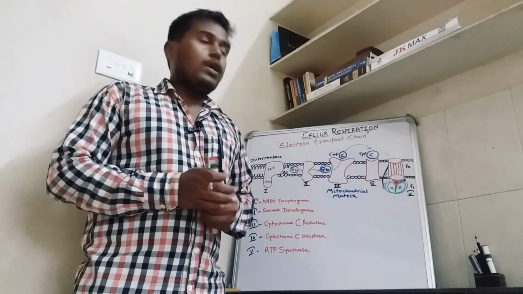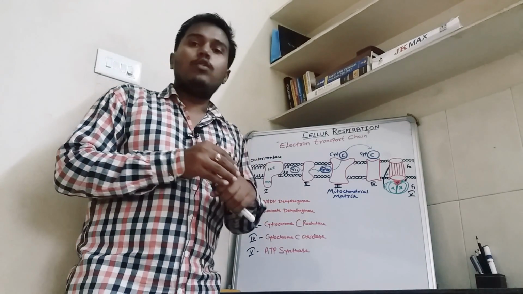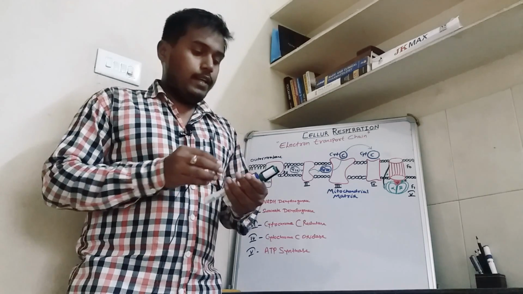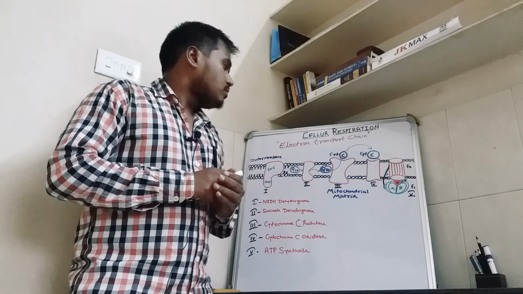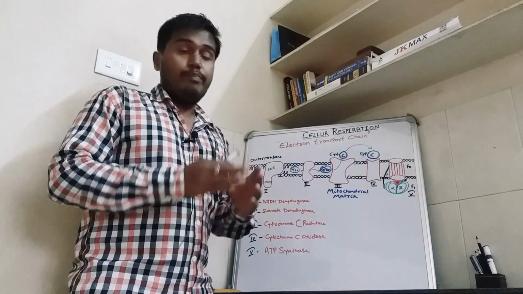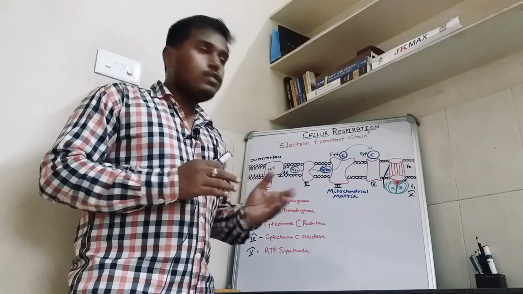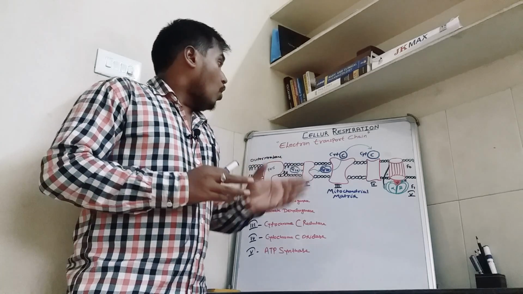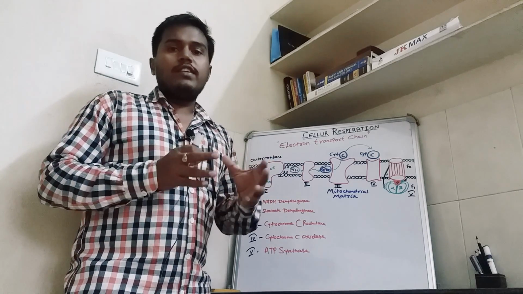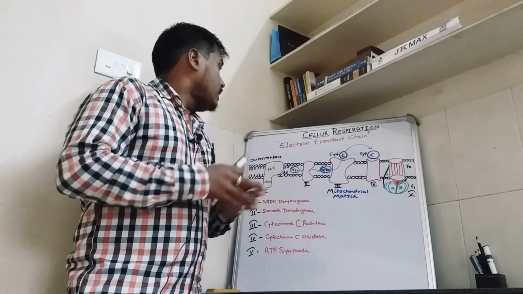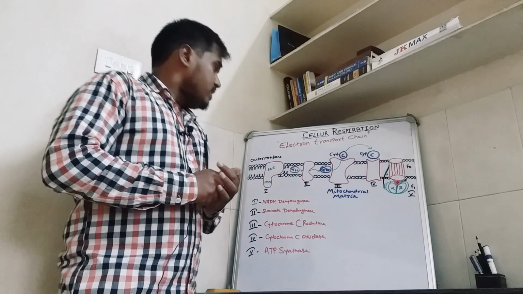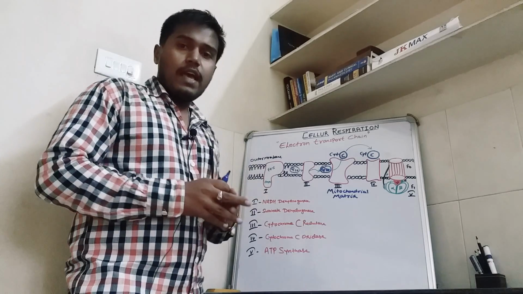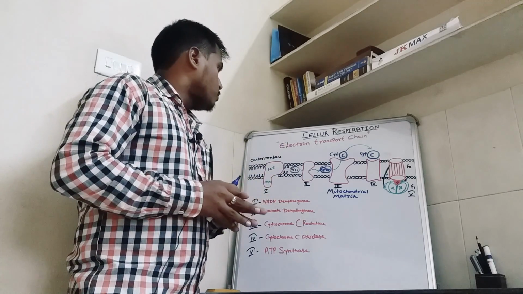Hi, today we are going to discuss the third step of cellular respiration, that is ETC, electron transport chain. We need to discuss the electron transport chain before we get to the fourth step of cellular respiration, that is oxidative phosphorylation, because oxidative phosphorylation occurs in the electron transport chain of mitochondria. So we will discuss here what are the proteins associated with the electron transport chain.